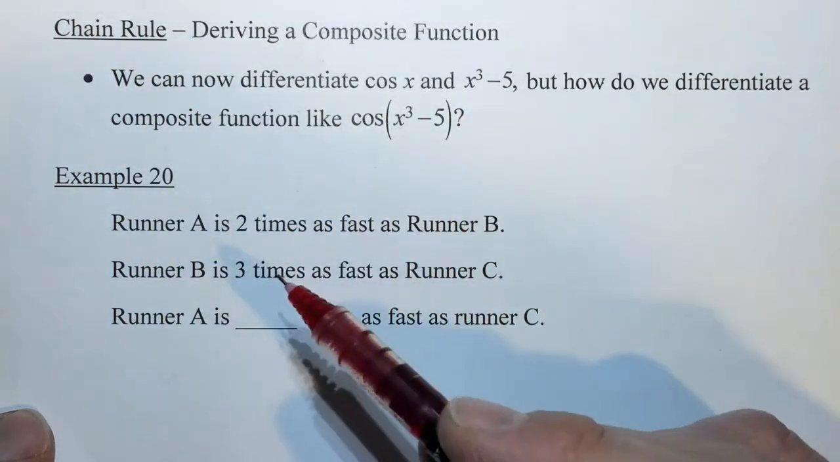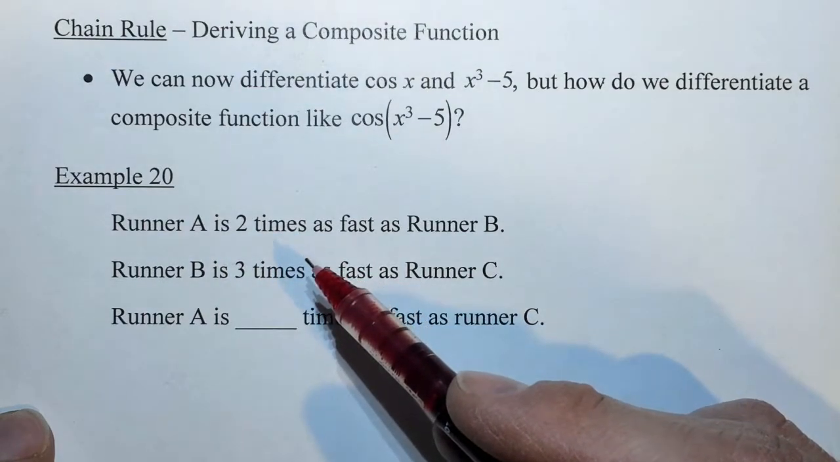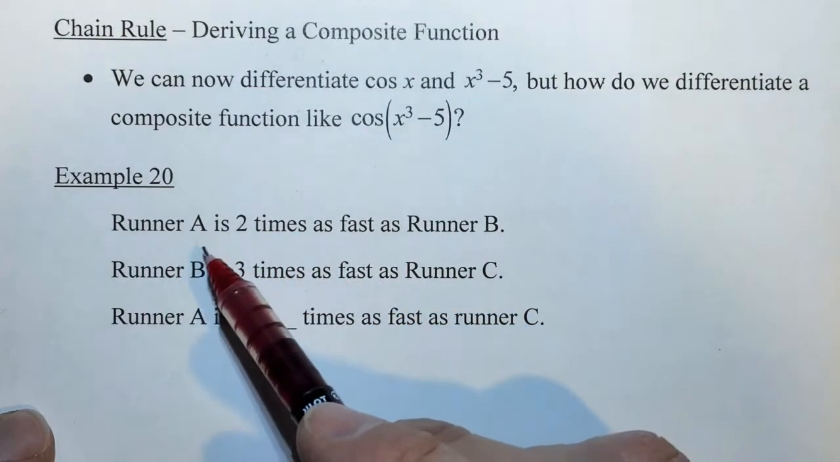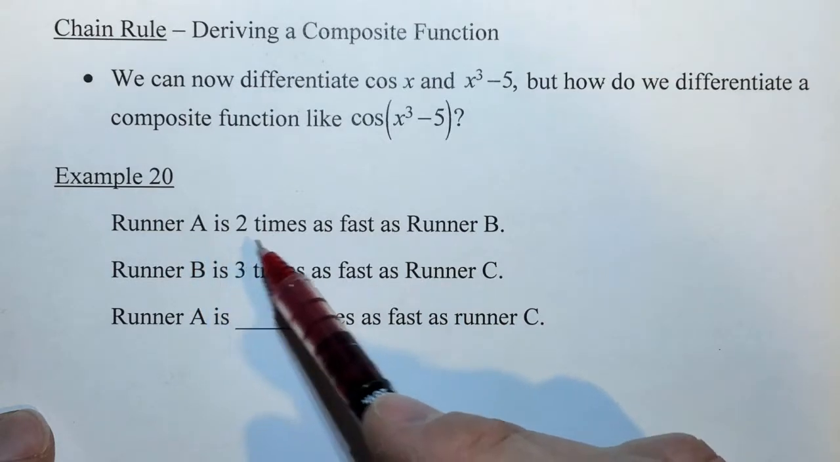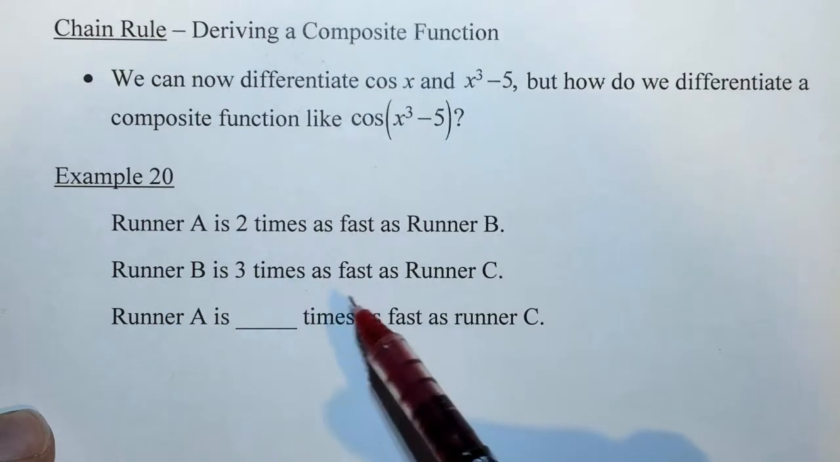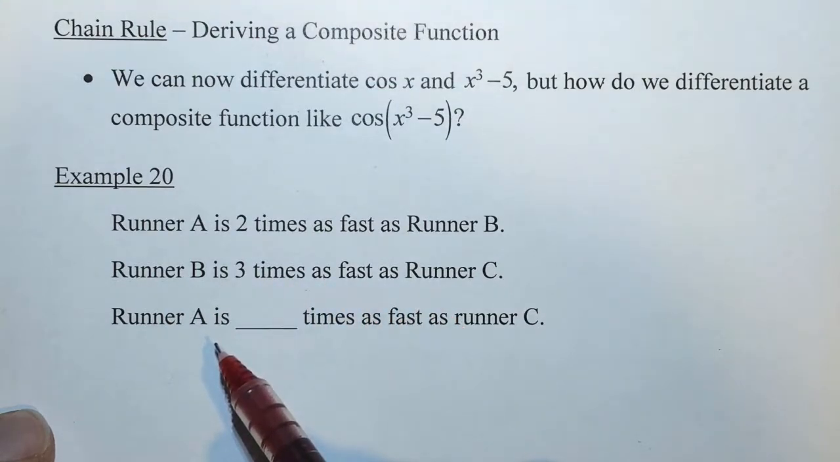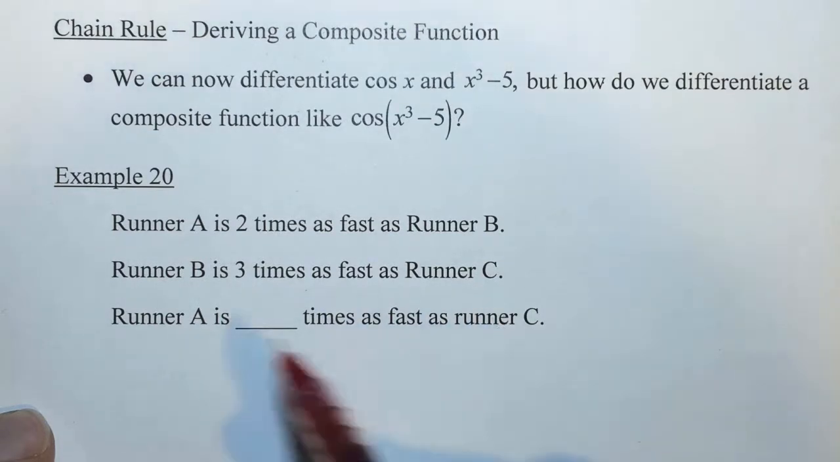We'll take a look at example 20 to get an idea of what happens with the chain rule. We've got 3 runners, A, B, and C. Runner A is twice as fast as runner B. Runner B is 3 times as fast as C. So therefore, how many times faster is A than C? What number goes in the blank?